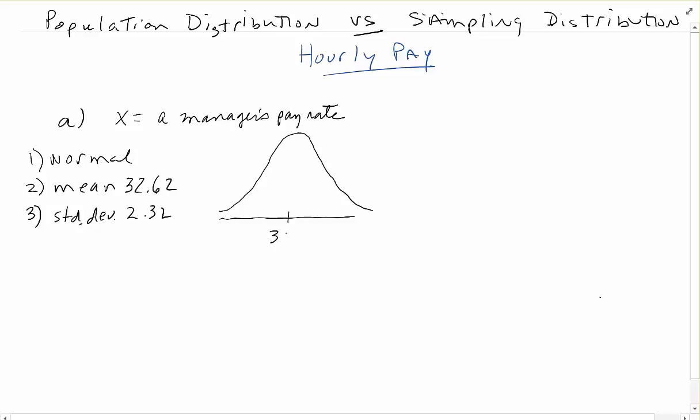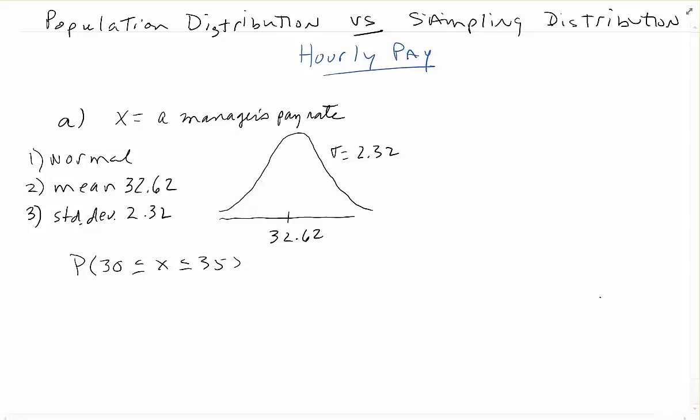The average is in the center, it's normally distributed, the standard deviation is $2.32. Okay, and they want the probability that a manager's pay rate is somewhere between $30 and $35. So $30 is roughly one standard deviation to the left, and $35 is roughly one standard deviation to the right. Not quite, we'll have to see how many by calculating their z-scores.